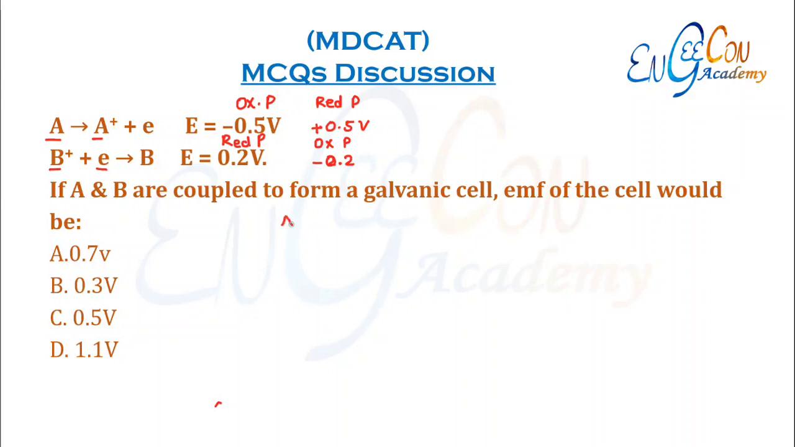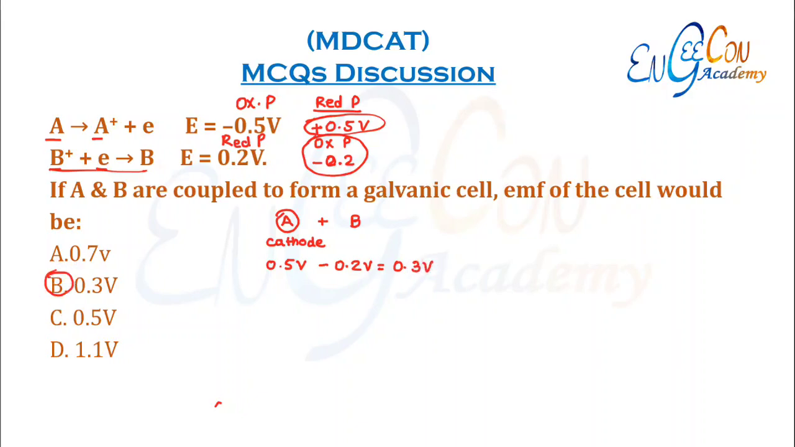Now, if A and B are coupled to form galvanic cell, the EMF would be? Now, the reduction potential is greater for A, so A would get reduced and it would behave as cathode. So we write reduction potential of A here, which is equal to 0.5 volts. Now it automatically means B would get oxidized and oxidation potential of B is minus 0.2 volts. So we write minus 0.2 volts. So total EMF of cell is 0.3 volts.